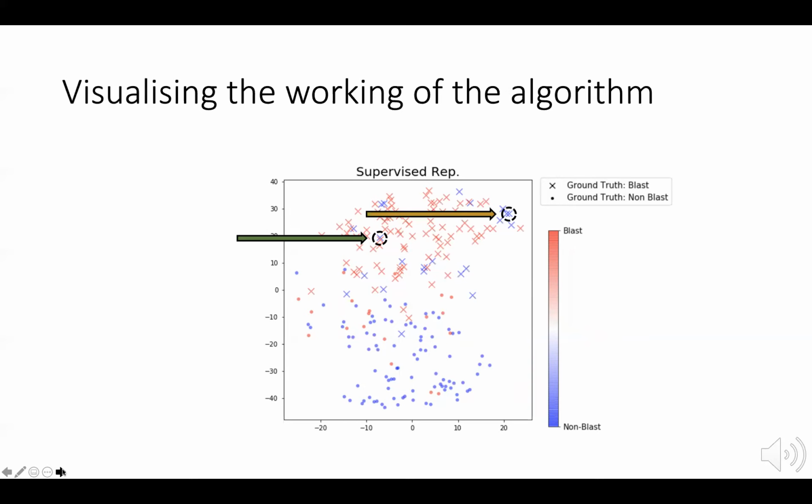Here's another example where it actually won't work, because the neighbors are also incorrect and have been incorrectly identified as non-blast, but they actually are blast. So here similarity is not going to help us.